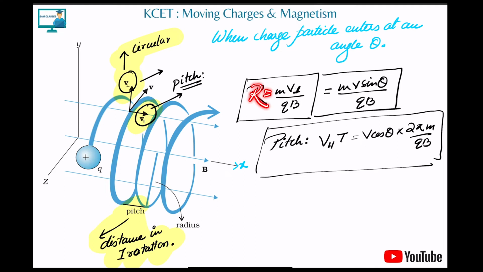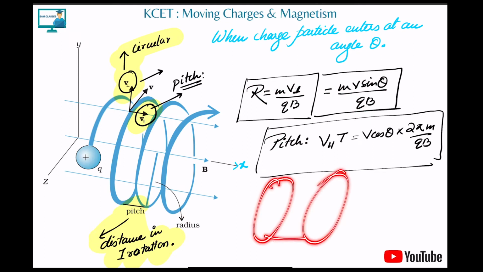So radius now will be what? mv perpendicular, because for this only we are able to do the circular motion by qB, and that is equal to mv sin theta by qB. We already know that. Now pitch is nothing but the distance between these two circles. Okay, the distance between one rotation. These two are separate rotations, and the distance between them is given by pitch.